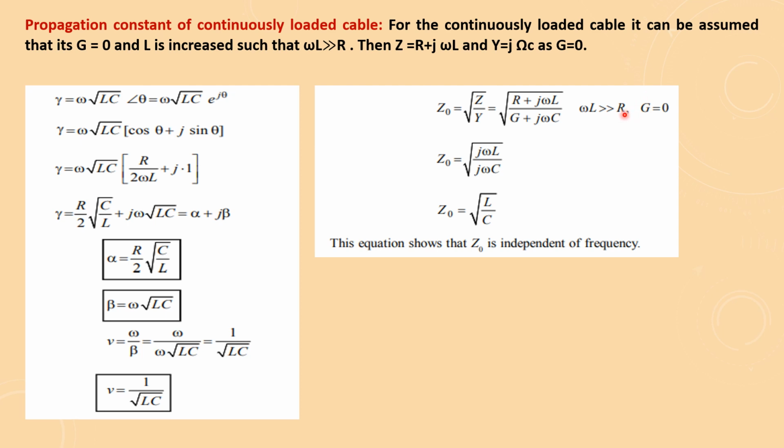So substituting, we are just neglecting the resistance, and G is equal to 0, so that we can write it as j omega L by j omega C. So j omega gets cancelled. Finally we can write that the characteristic impedance Z0 is root of L by C. From this equation we can say that this characteristic impedance is also independent of frequency.